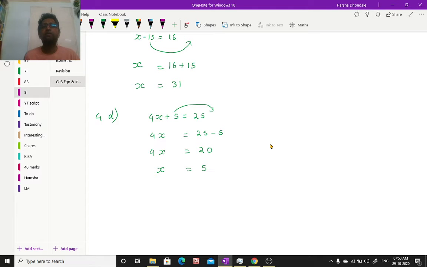Or you can even add one more step over here. After this step you can add one more step. Now x is equal to 20 divided by 4, therefore x is equal to 5. What I'm doing over here is, this is 4 into x. When I send this 4 on the other side, it becomes 20 divided by 4.